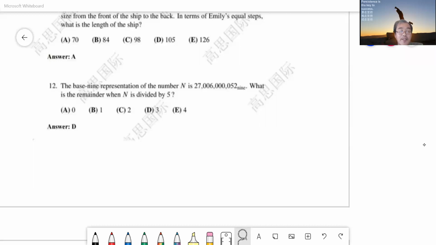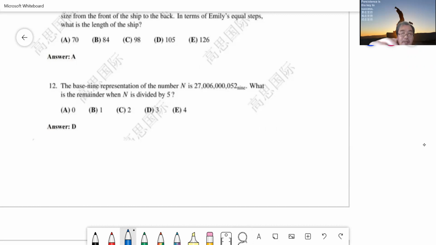Okay, let's look at question number 12. The base 9 representation of the number n is 27006000052 base 9. What is the remainder when n is divided by 5, right?